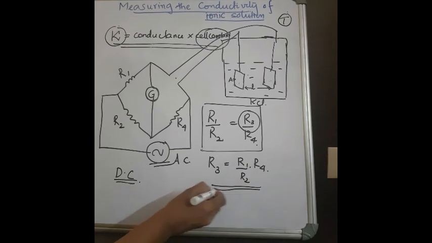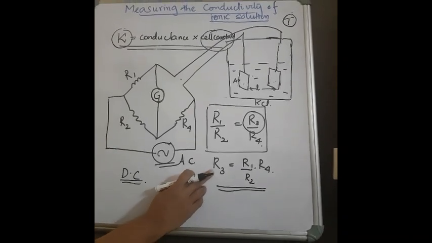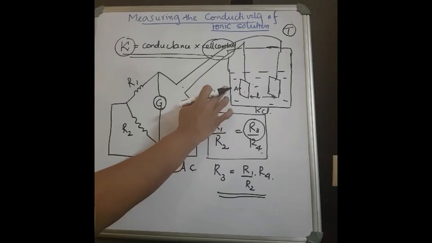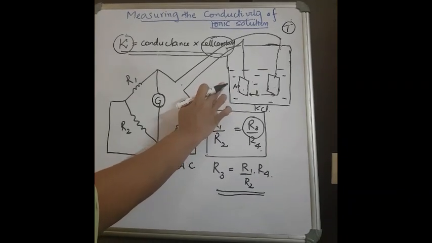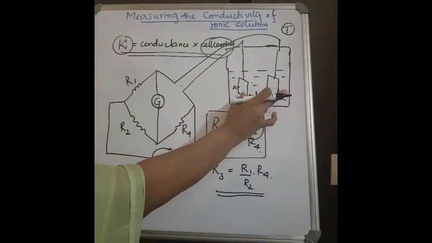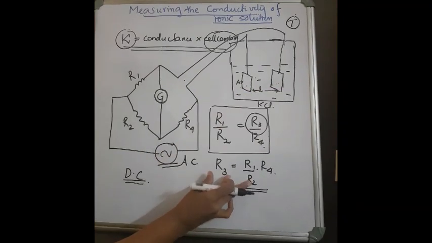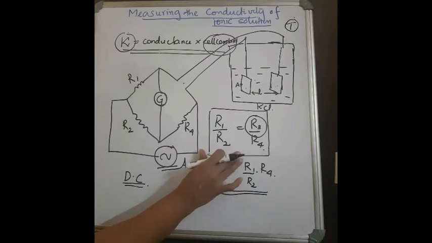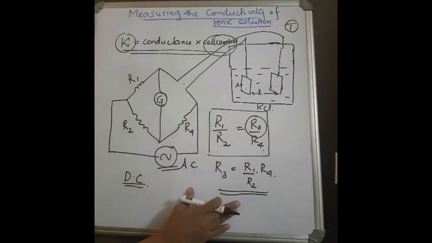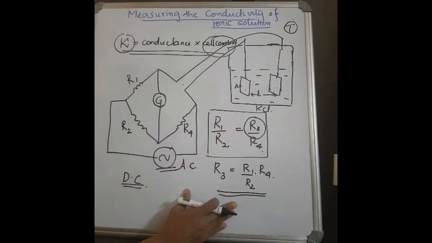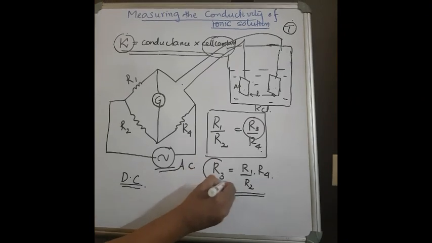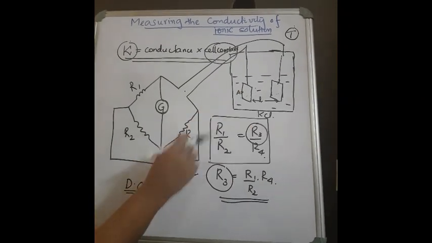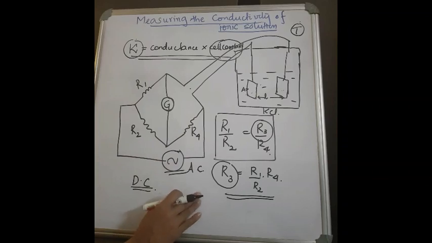So this is how you measure the resistance of this specially designed conductivity cell, in which there is an ionic solution whose resistance is measured. Is it clear? It's very simple. Only this formula you have to study. That's all to remember.